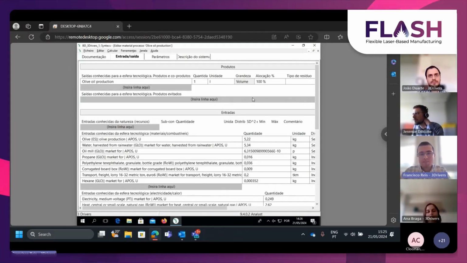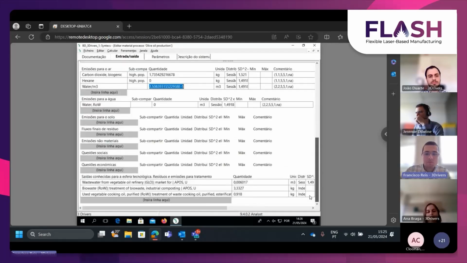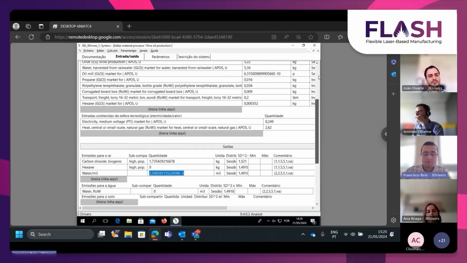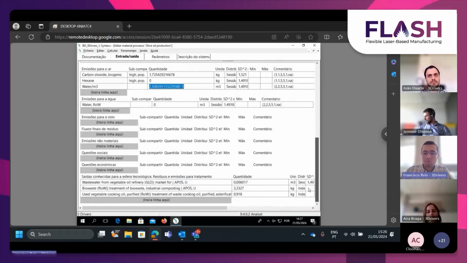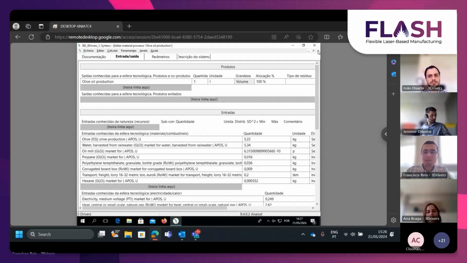This process is relatively simple, so the whole life cycle fits into this page. But in more complex processes, we can divide this in stages. So we can create three different phases, so this doesn't have a very long list.